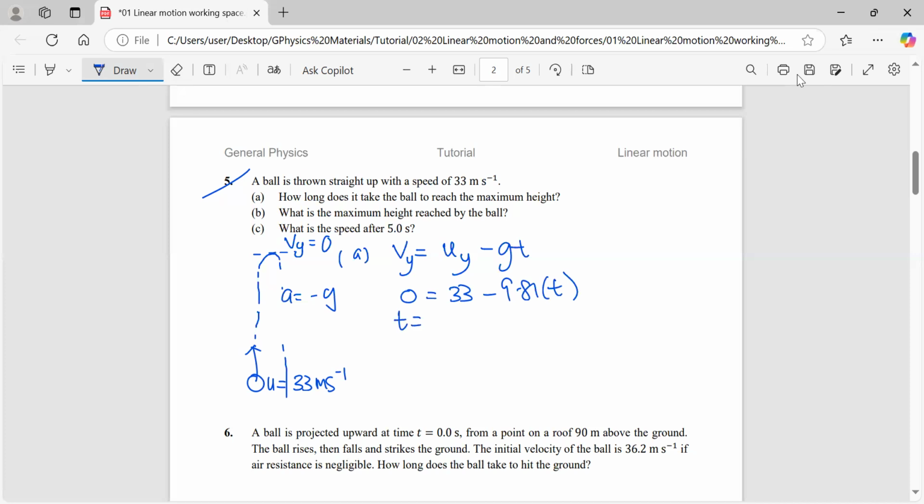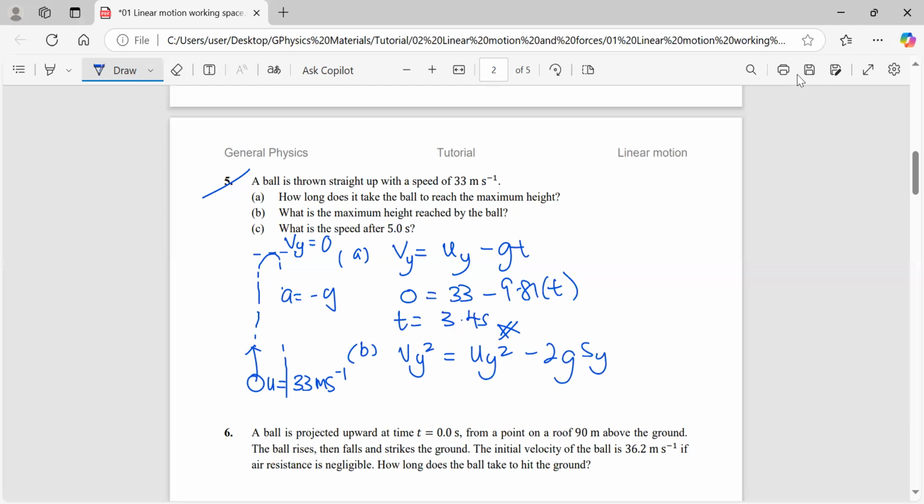So what is your t? 33 divided by 9.81. You should get 3.4 seconds. So that is for A. What about B? What is the maximum height reached by the ball? You want to find the maximum height reached by the ball. Obviously, I need to use the formula v_y squared equals u_y squared minus 2 g s_y.